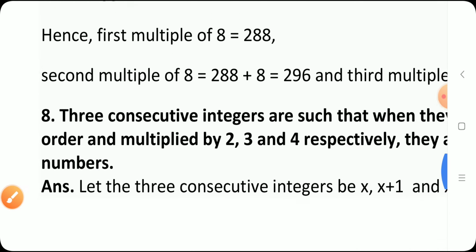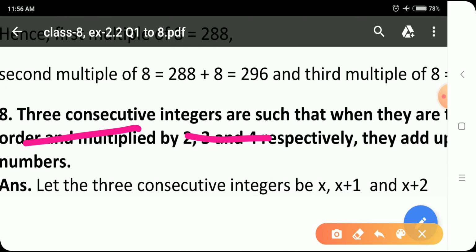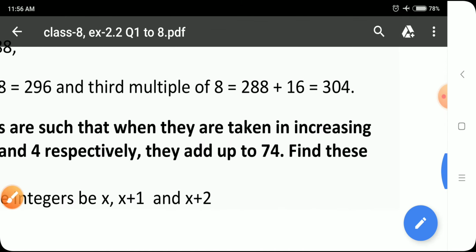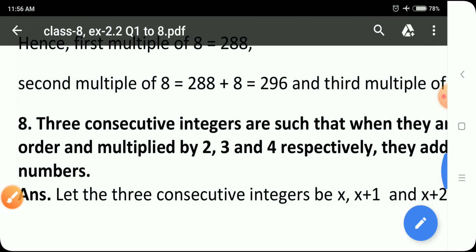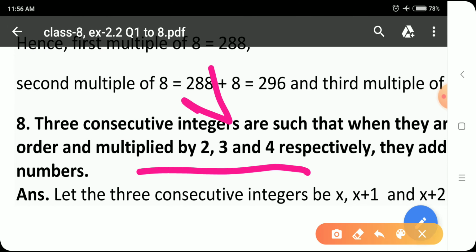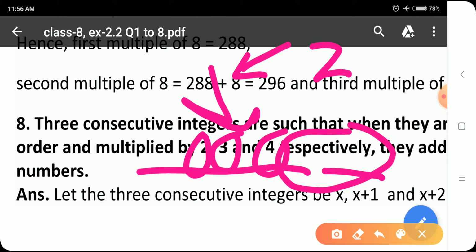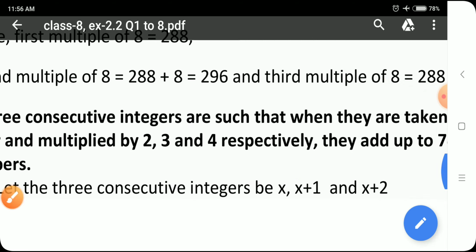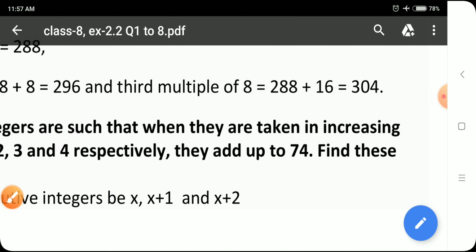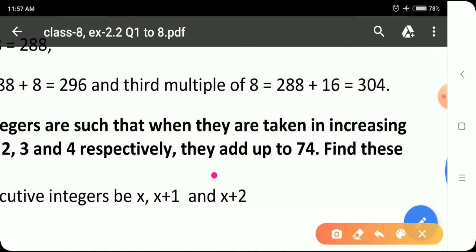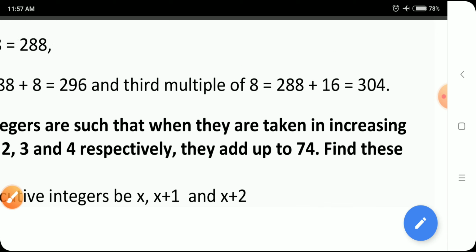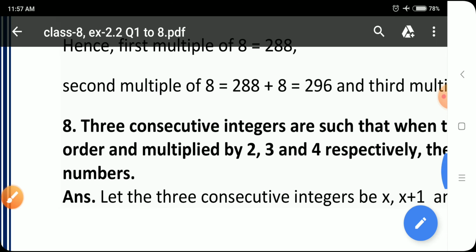Next is question number 8. Three consecutive integers are taken in increasing order and multiplied by 2, 3 and 4 respectively. Respectively means the first number is multiplied by 2, the second number is multiplied by 3 and the third number is multiplied by 4. They add up to 74, like in the previous question where they added up to 51. You have to find these numbers.